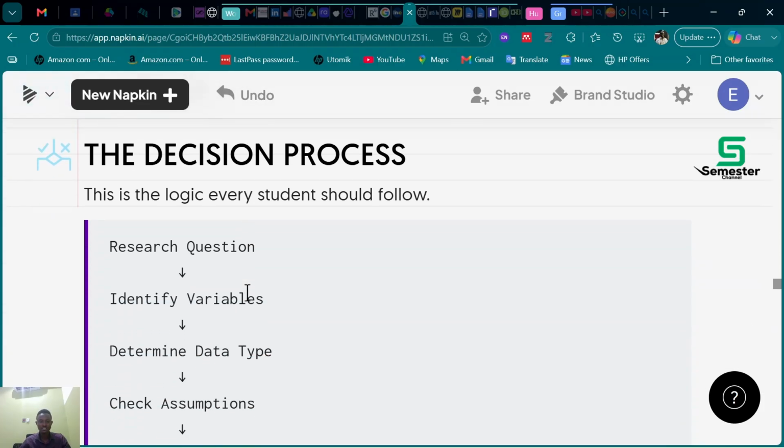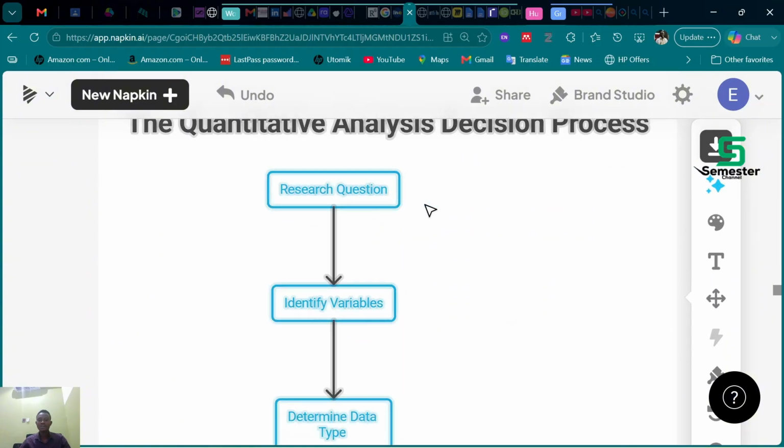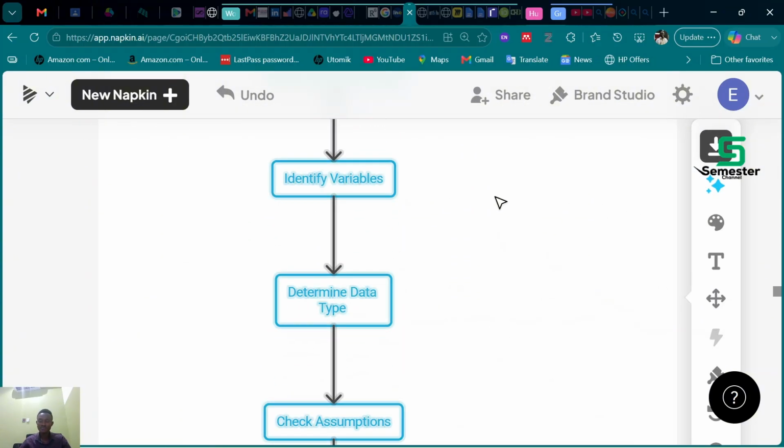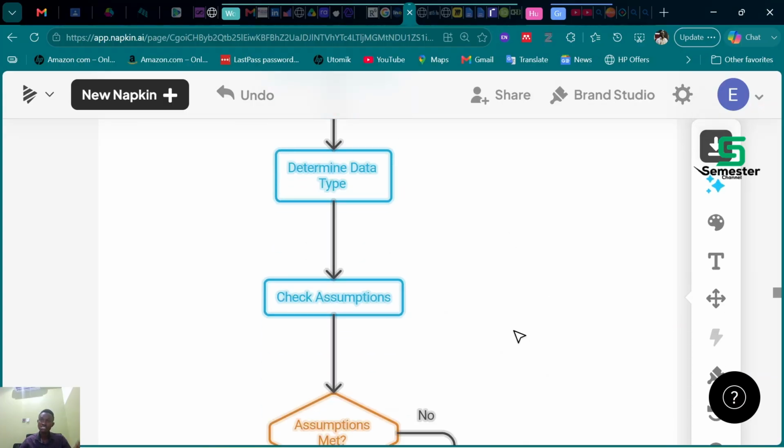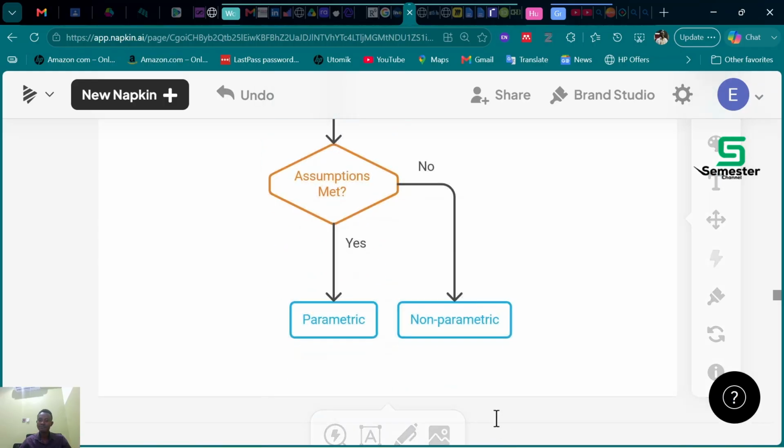All right, now the decision process. You should have a research question. You identify your variables, you determine the type of data, you check your assumptions. If your assumptions are met, you do a parametric test. If they are not, you go on with a non-parametric test.